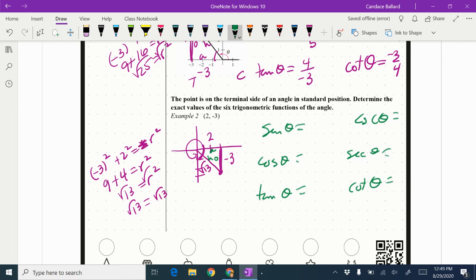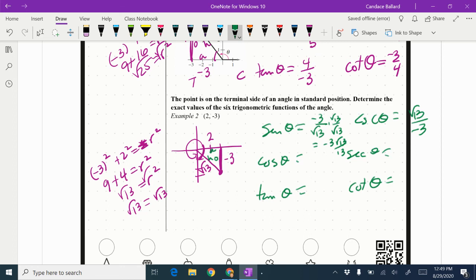So the sine is the opposite, -3, over the hypotenuse, square root of 13. I'm going to flip that, and then I'm going to choose to rationalize. So I'm doing the flip, then I'm doing my rationalize step. So that way I don't rationalize multiple times, okay?